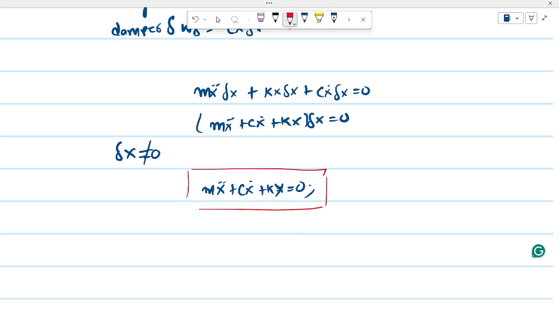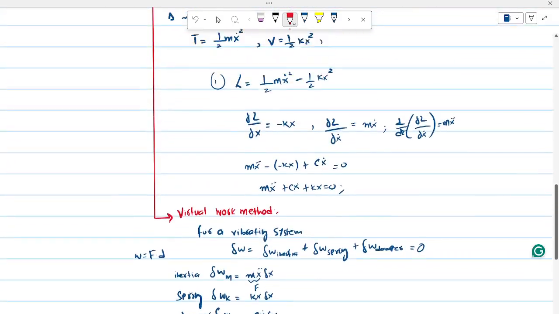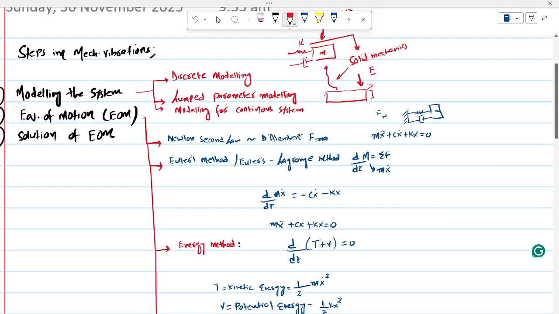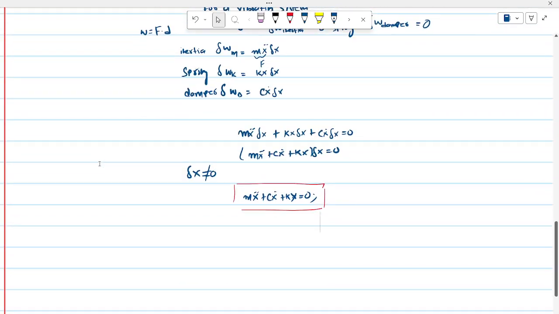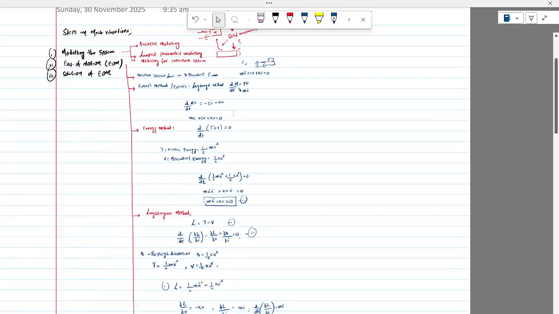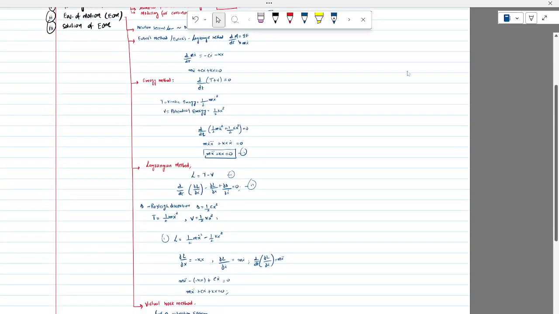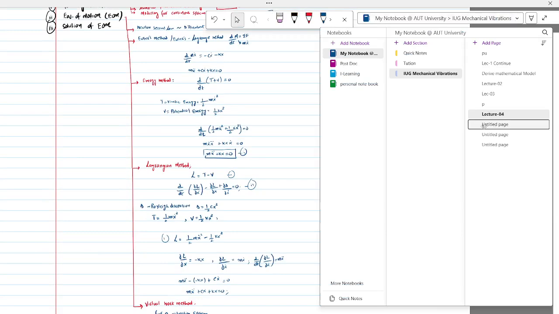Now what's next? Once you have applied all of these methods to derive the equation of motion, the next thing is to solve that equation of motion. Again, for the solution you have different approaches based on your needs, what you want to find out from that system. One of the solution methods we discussed in the last lecture, which was the generic differential equation based approach. So for the solution, we again have different methods for solving the equation of motion. If we just switch to the next page.